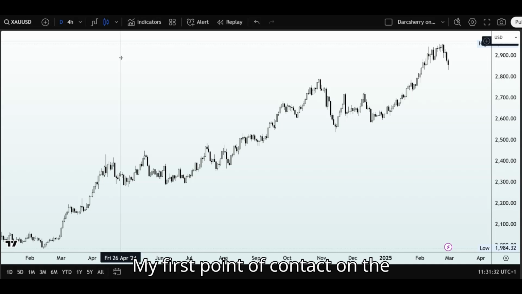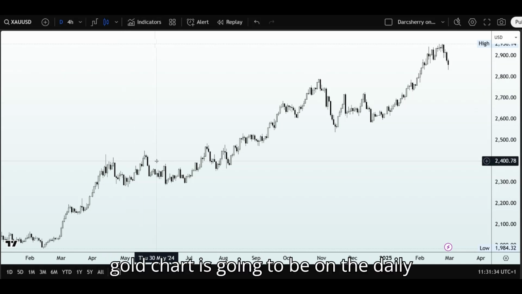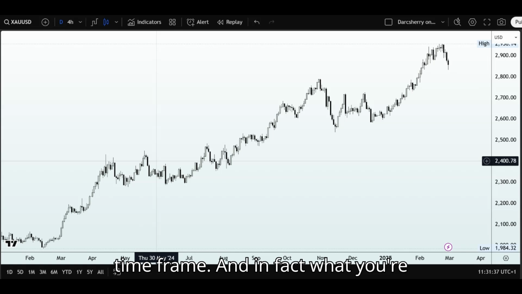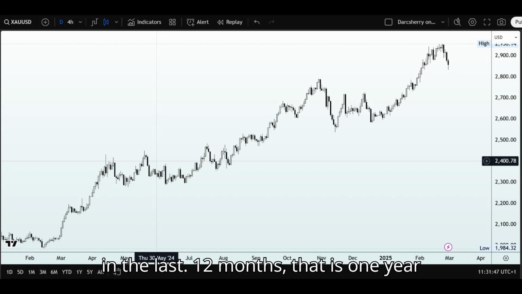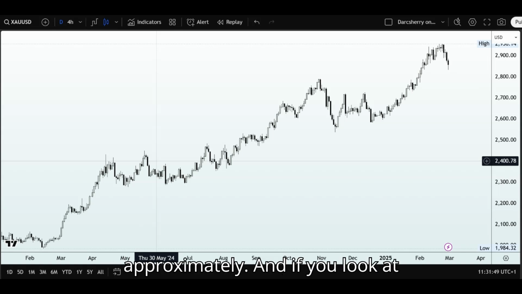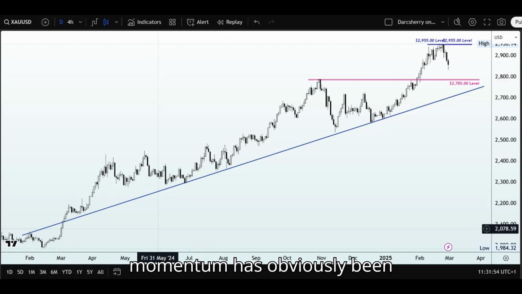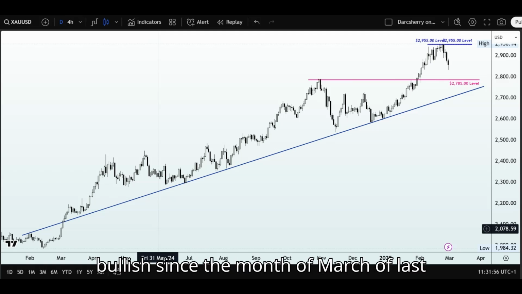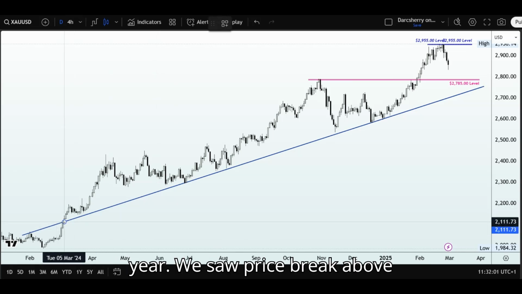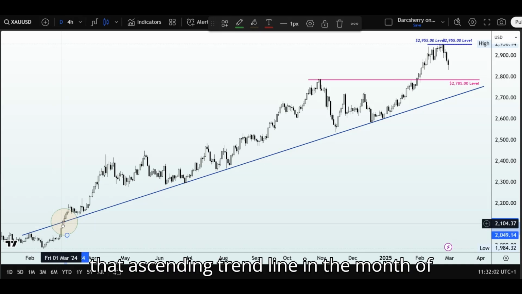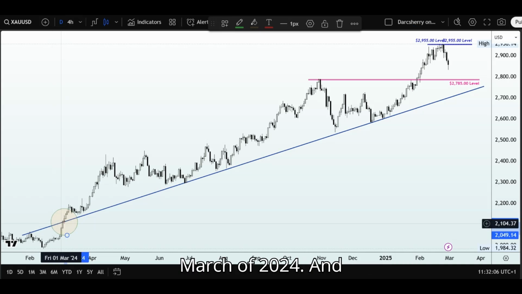My first point of contact on the gold chart is going to be the daily time frame, and in fact what you're looking at on your screen right now is historical data that comprises the trading activity in the last 12 months, that is approximately 1 year. And if you look at this, you will see that the momentum has obviously been bullish since the month of March of last year. We saw price break above that ascending trend line in the month of March of 2024.